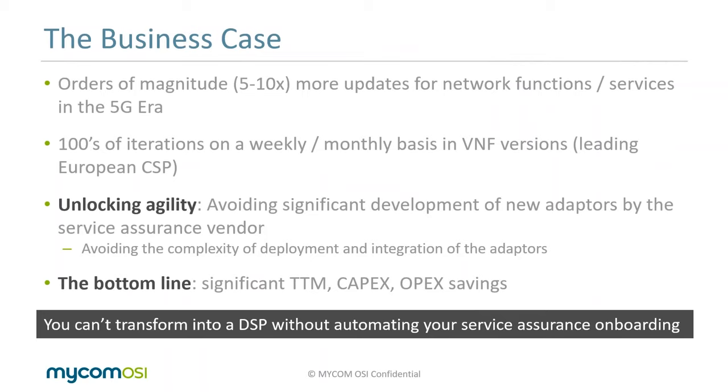And the business case is clear, because what we're expecting to see as telcos move into NFV is a much more frequent update frequency of services and network functions, and also a much more frequent launch cadence of services in the networks, and these are going to be much more diverse as well, serving a whole different class of customers within enterprise and consumer and public sector and all manner of things. In terms of VNF versioning, we're expecting there to be in the hundreds of iterations of VNF versions from VNF vendors, and we've seen that with the leading CSP that we work with today. These are real numbers from one of our customers.